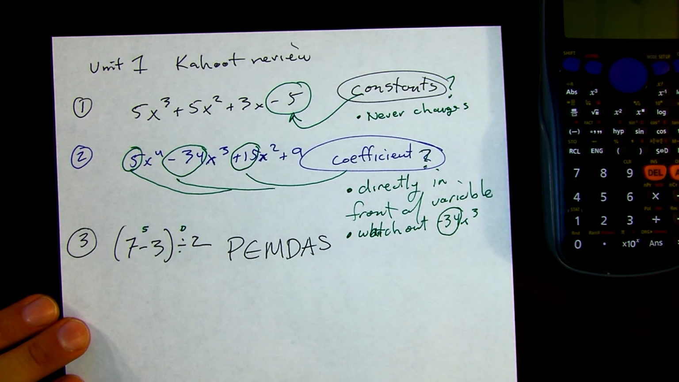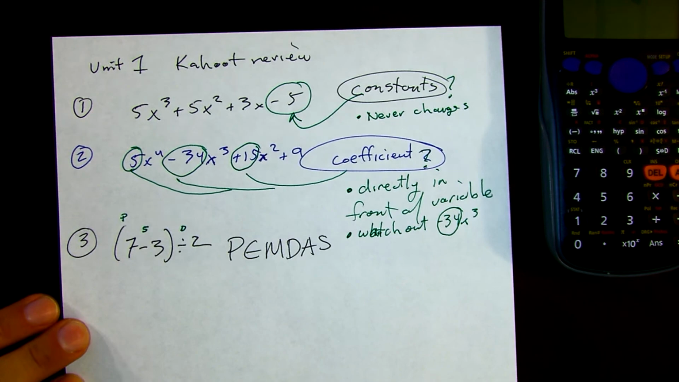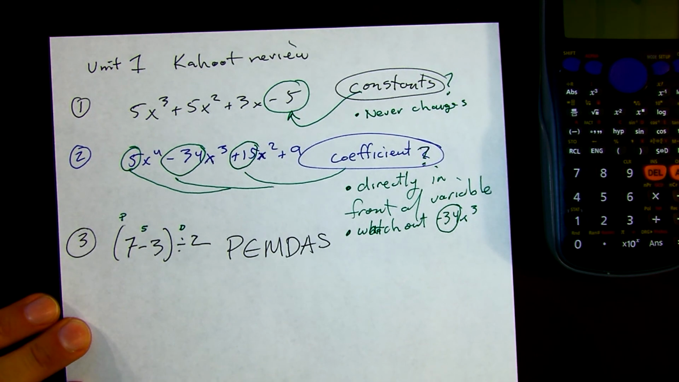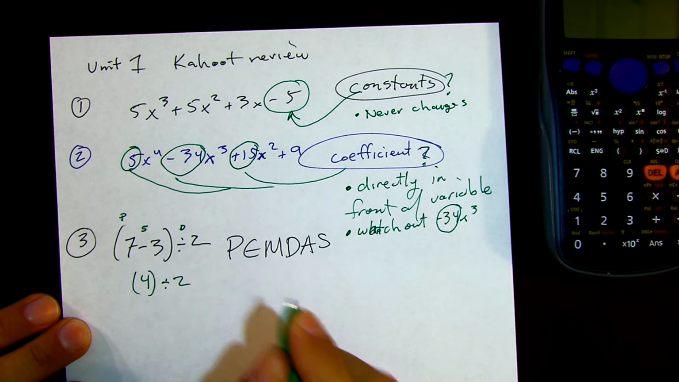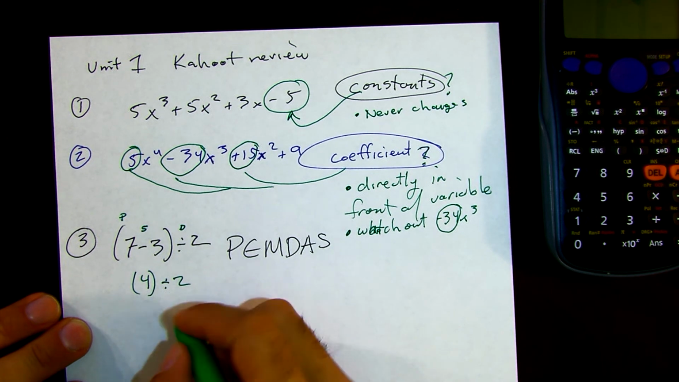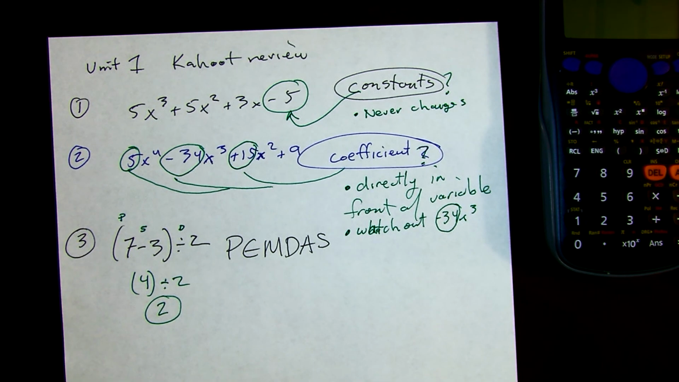Okay, this looks pretty good. This is a PEMDAS problem. We have subtraction, we have division, we have parentheses. So I'm going to first look to simplify everything in the parentheses. 7 minus 3 is 4. So now it's 4 divided by 2. And those numbers you can just compute straight and get 2 as our answer.